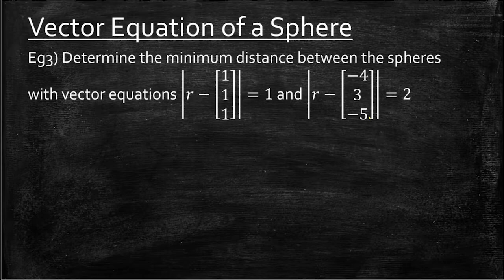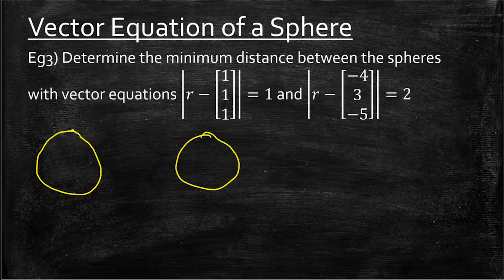Alright, question 3, determine the minimum distance between those spheres with those vector equations. For these questions, I like to draw myself a nice picture. And whenever you think about spheres, just draw them in 2 dimensions, because the concepts will be the same in 2 dimensions as in 3 dimensions. So I'm going to say that this has got the point 1, 1, 1, and the center of this sphere is negative 4, 3, negative 5.